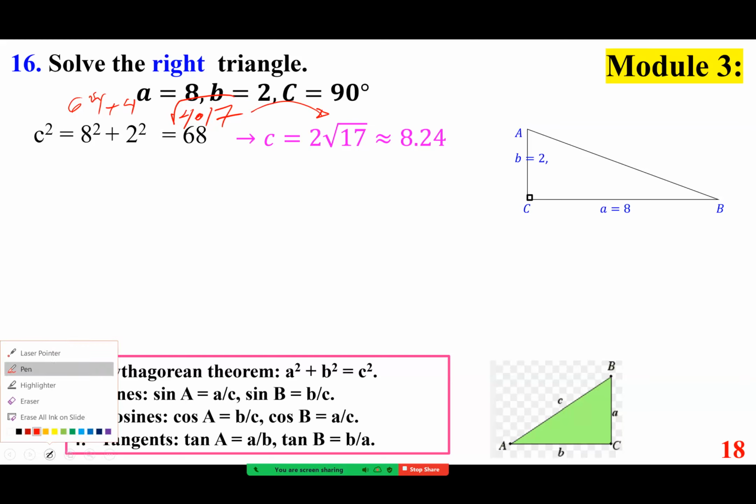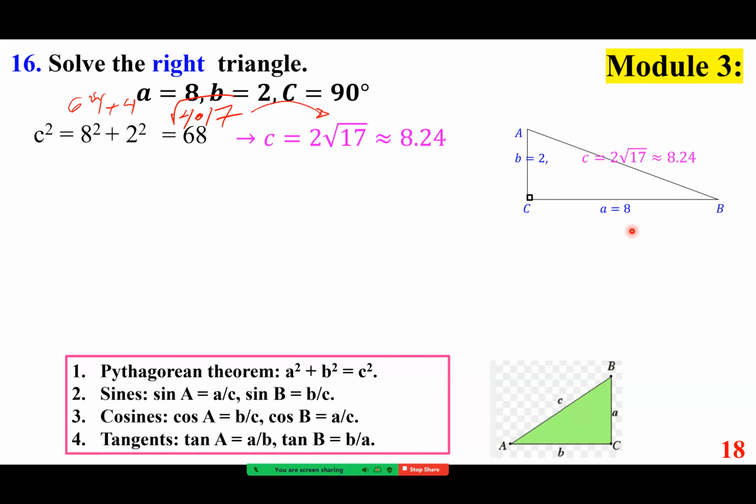Now we want the angles. Obviously, this is 90 degrees. All you have to do is use a tangent for one side. For example, for this angle, the tangent is the opposite, lowercase b over a. Why do we use that? Because it's given. We want to use the given, 2 over 8 or 1 fourth. So b is tan inverse of 1 fourth.